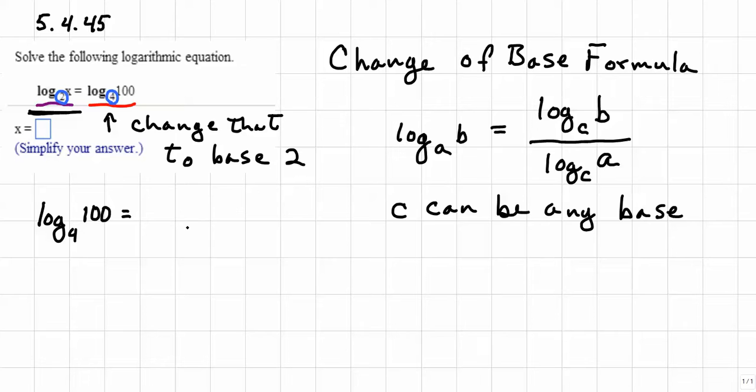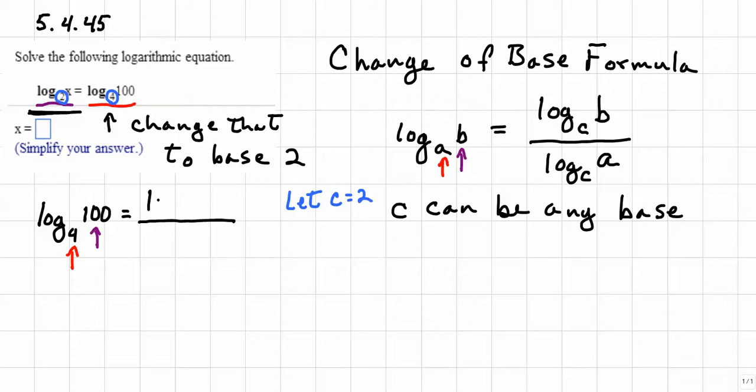So log base 4 of 100 is going to be rewritten using the change of base formula. We go back over here and we look at the fact that A in the change of base formula is going to be the 4 right here, and B is going to be the 100 right here. And then, as I said, we can choose C to be anything, so we're going to let C be equal to 2.